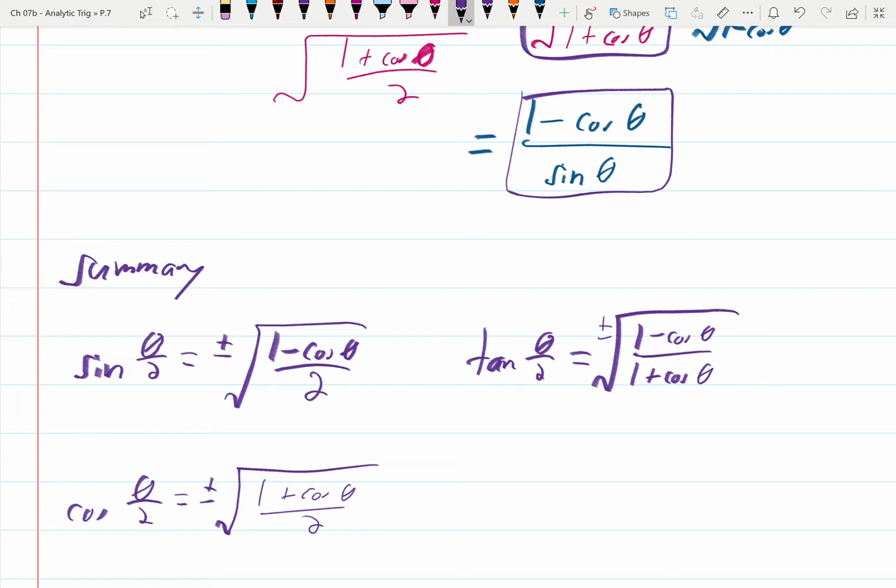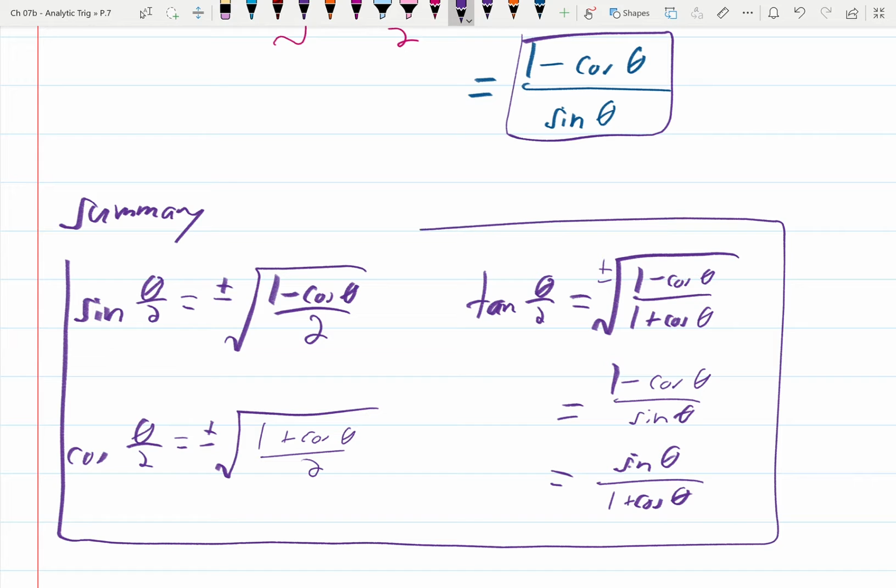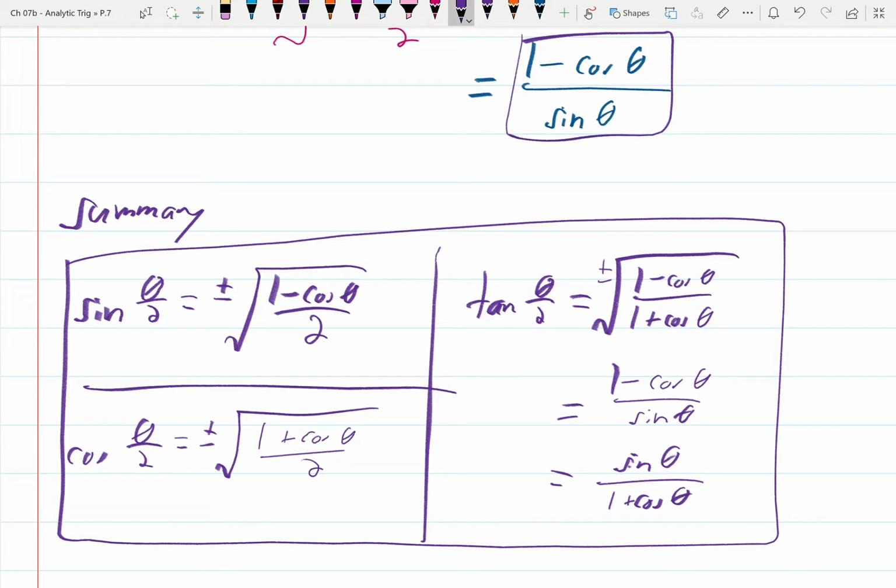But if you don't want to determine what quadrant it's in, we have 2 more forms. 1 minus cosine of theta over sine of theta, or sine of theta over 1 plus cosine of theta. There you go.